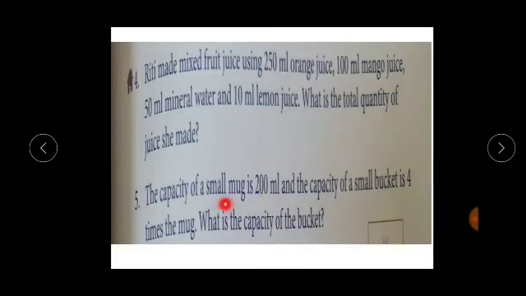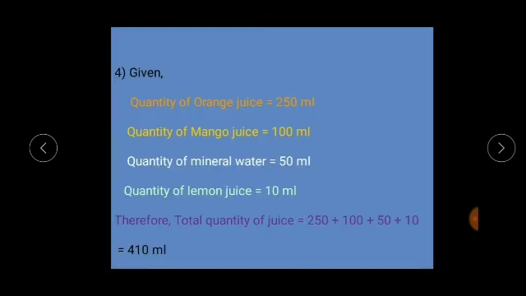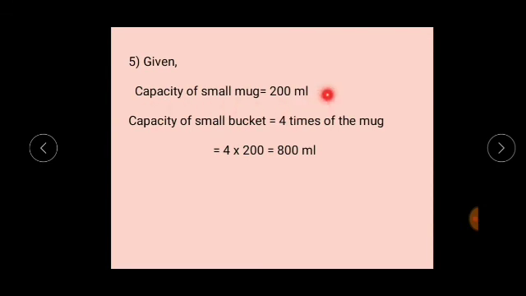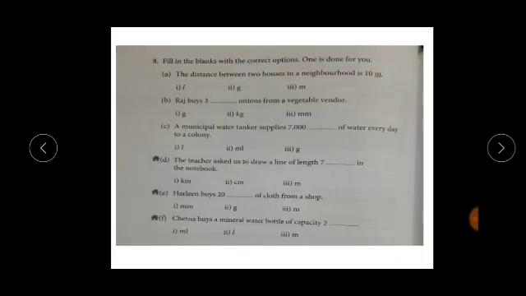Fifth question, the capacity of a small mug is 200 milliliter and the capacity of a small bucket is 4 times the mug. What is the capacity of the bucket? Capacity of small mug is 200 milliliter and it is given the capacity of the bucket is 4 times the small mug. So 4 into 200, 4 times the mug. So 4 into 200 is equal to 800 milliliter, the capacity of the small bucket. Okay children, this is very simple.